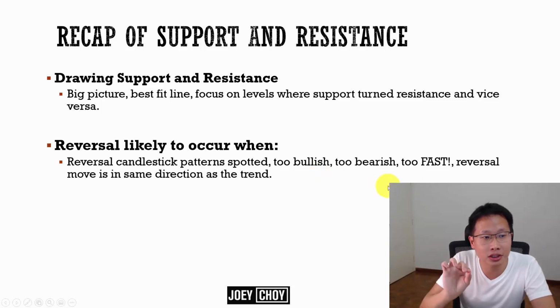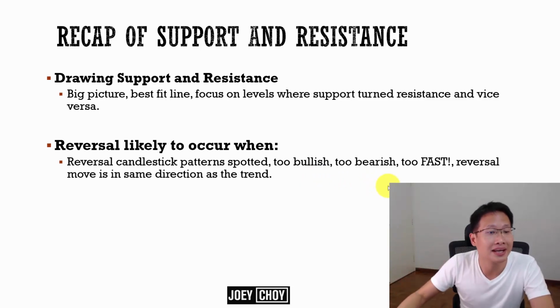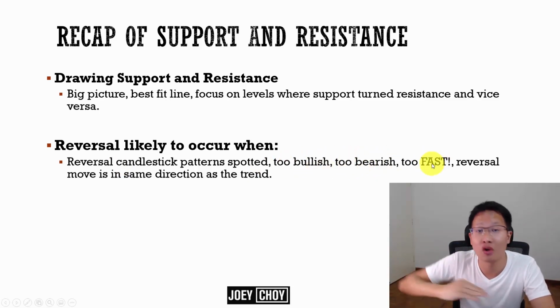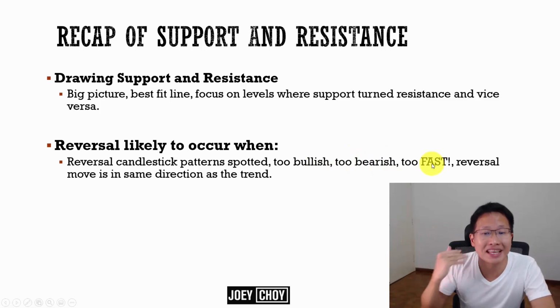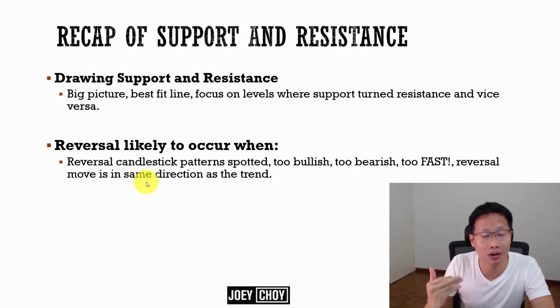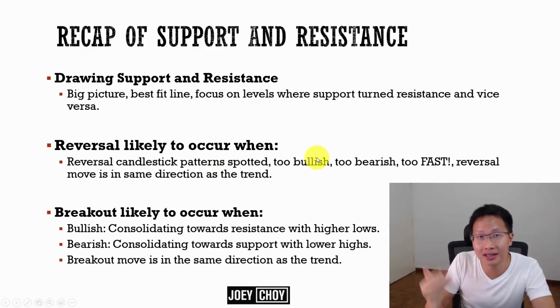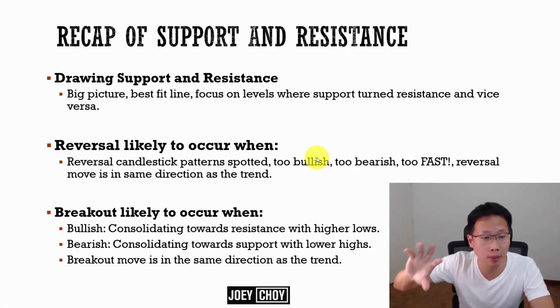Number 2, a reversal is likely to occur. So when we see a reversal from the resistance or from the support level is when we would spot a reversal candlestick pattern. Remember the doji, the shooting star, all that, right? So that's where you're going to try to spot them. Or it's either too bullish or too bearish, too fast when we hit those levels. And also, if the reversal move is in the same direction as the trend, that is where it will most likely occur.